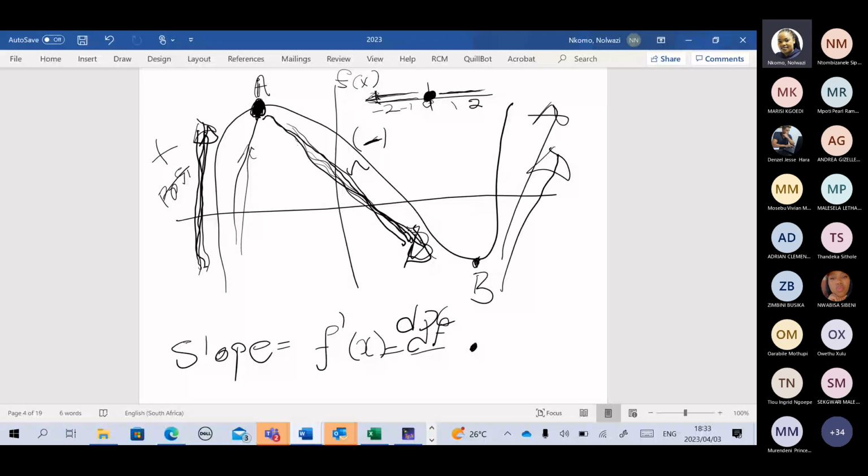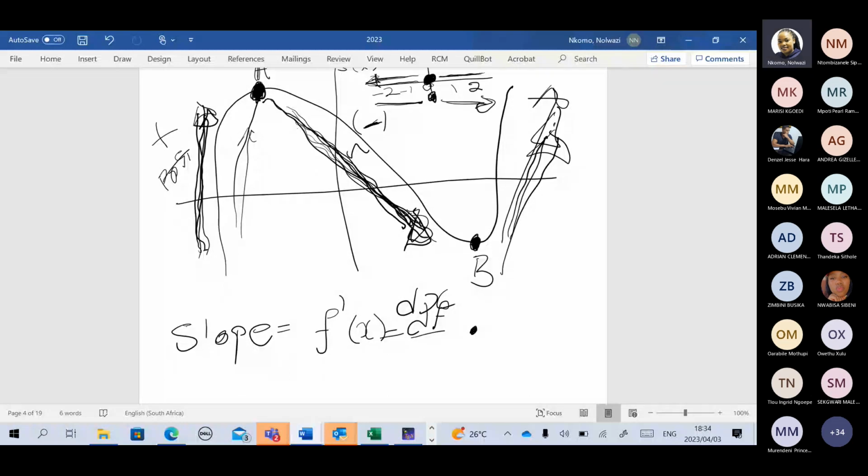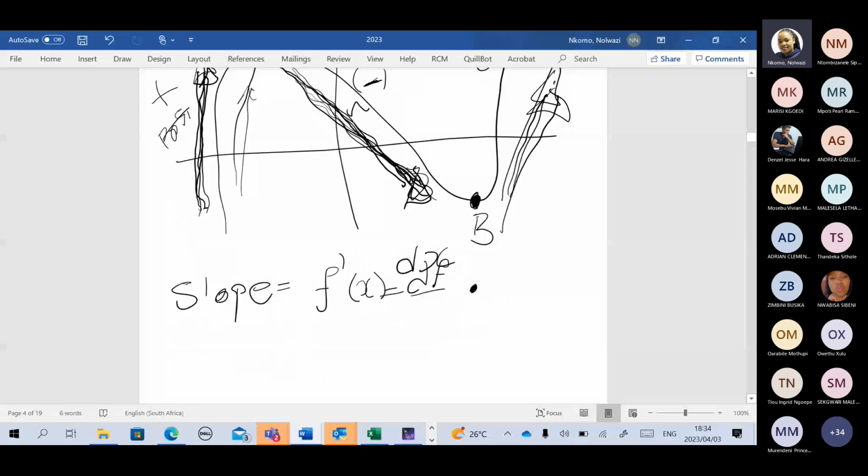And again here, we will find this point by letting the slope be 0, like letting the derivative be 0. Okay, let's say you are given a function and you are asked to find these 2 points, A and B, which we call the stationary point or the turning point.